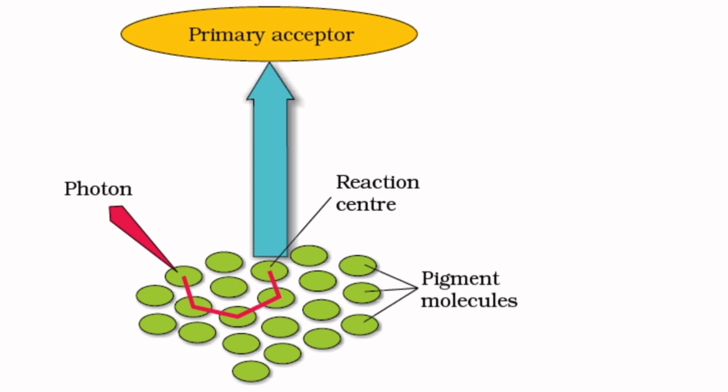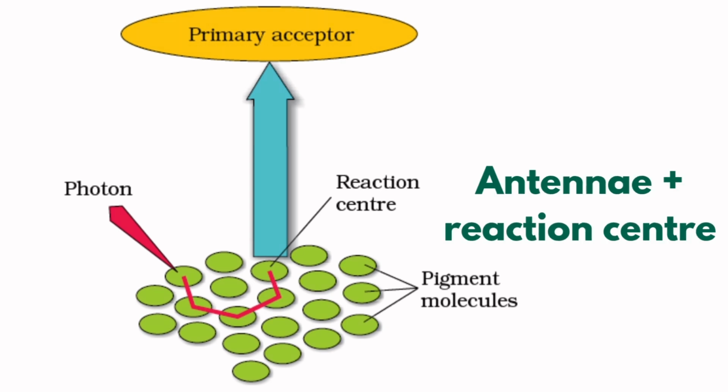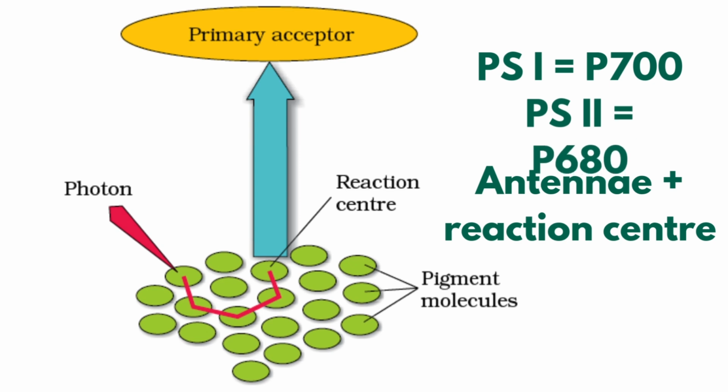All the pigment molecules except a single molecule of chlorophyll A form antennae. These pigments help to make photosynthesis more efficient by absorbing different wavelengths of light. The single chlorophyll A molecule forms the reaction center. Antennae plus reaction center is equal to photosystem or light harvesting complex. In PS1, the reaction center chlorophyll A has an absorption peak at 700 nanometer, hence is called P700, while in PS2 it has absorption maxima at 680 nanometer and is called P680.